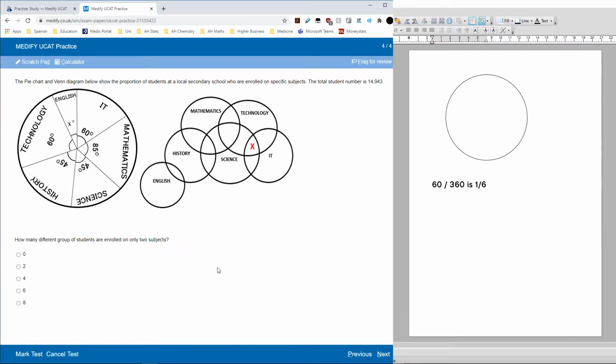How many different groups of students are enrolled in only 2 subjects? Alright, what we have to do here is look at the Venn diagram and look at the overlaps. Basically, if there's an overlap like between English and history, it's only an overlap between 2 subjects, which is what they're looking for. So let's count. That's 1 between English and history, 1 between history and maths, so that's 2. History and science, that's 3. Science and IT, that's 4. IT and technology, that's 5. Technology and maths, that's 6. So we've got 6 there.